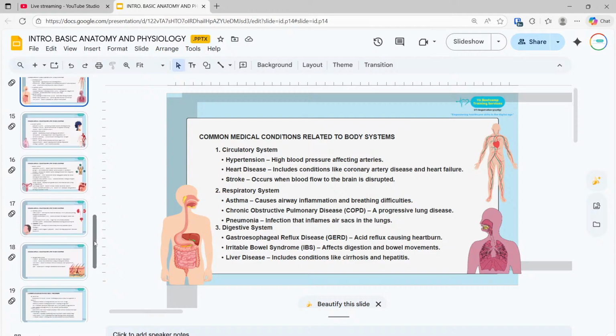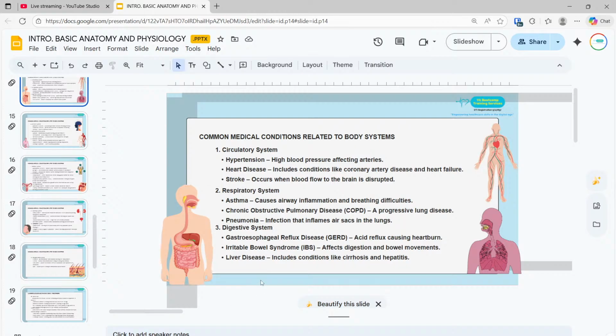Next, what are the common medical conditions that are related to body systems? Okay, so for the circulatory system, we have hypertension. It means high blood pressure that is affecting arteries. Heart disease includes conditions like coronary artery disease and heart failure. Stroke occurs when blood flow to the brain is disrupted.